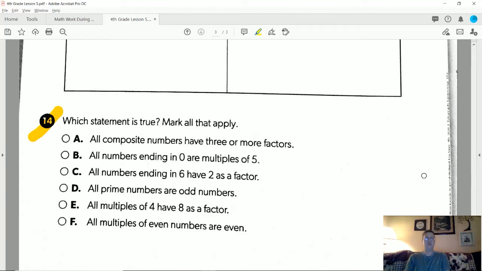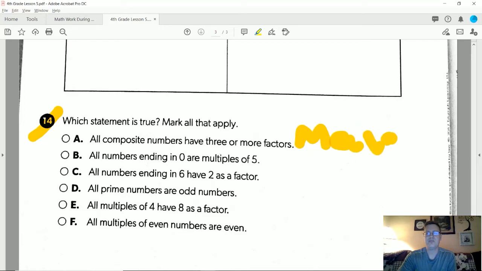Number 14, which statement is true? All composite numbers have 3 or more factors. So depending on how you interpret this, that means you could multiply 3 different numbers to get there. Technically, you could, with the third factor being 1. This is not the best way that I would explain this. So I would say maybe.